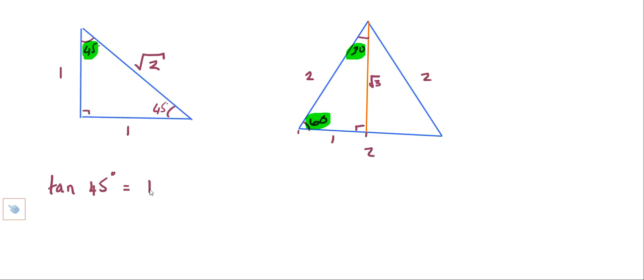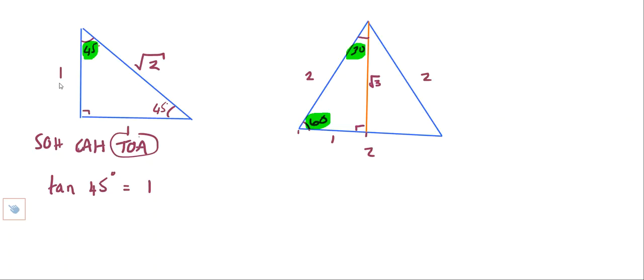Why can I tell you that? Because those sides will always be the same. So SOH CAH TOA, okay? Tangent is opposite over adjacent. Of this triangle with a 45 degree angle, what's the opposite? 1 over 1. 1 and 1.